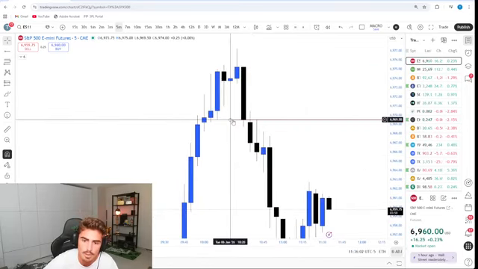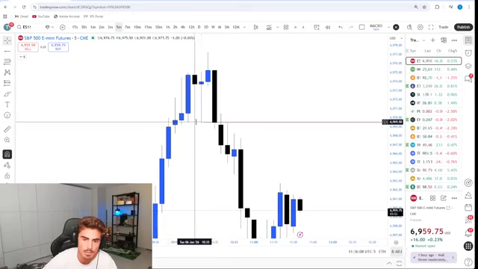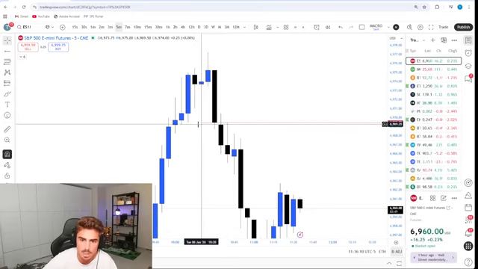If we go on here, we can, again, if we're looking for a change in market structure to the downside, all that we're going to be doing is monitoring the most recent lows that are made within the uptrend. So this was the most recent low.